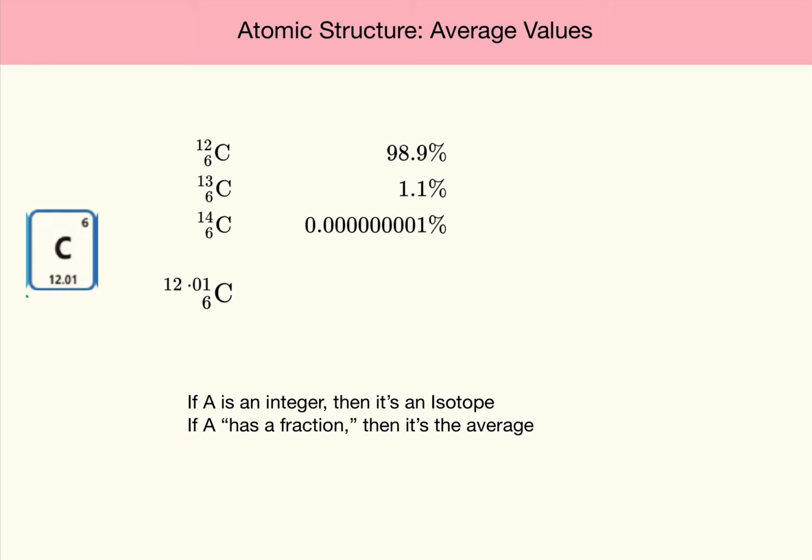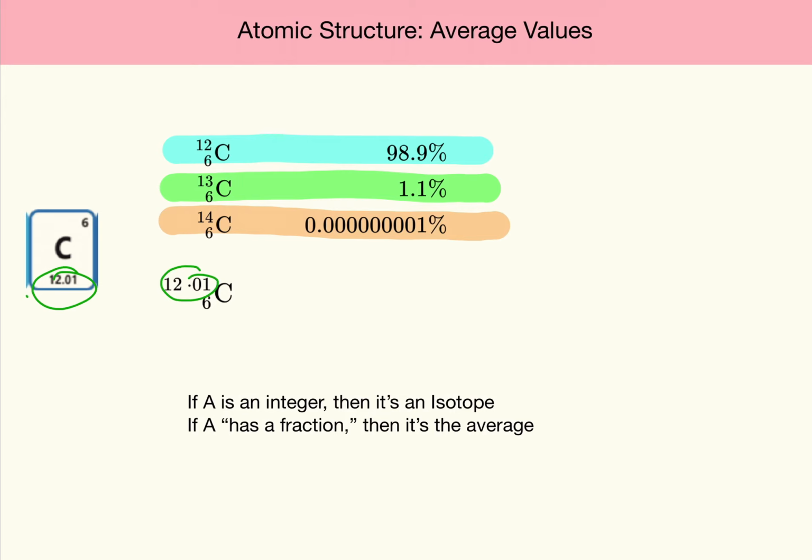If you found some carbon in nature and you plucked out the isotopes and counted them, you would find out that 98.9% of the carbons found in nature are carbon 12, and 1.1% are carbon 13, and only 1 part per billion are carbon 14. So how this 12.01 is calculated is called a weighted average. The 12 is multiplied by 98.9, the 13 only 1.1, and the 14 only 1 part per billion.